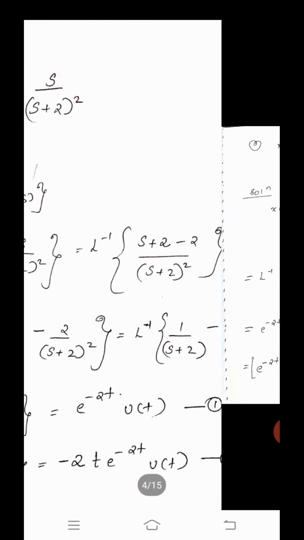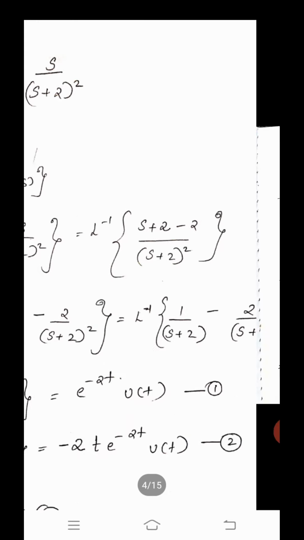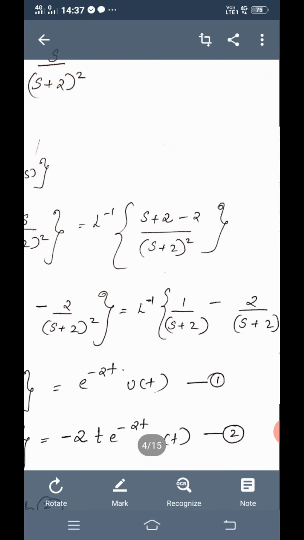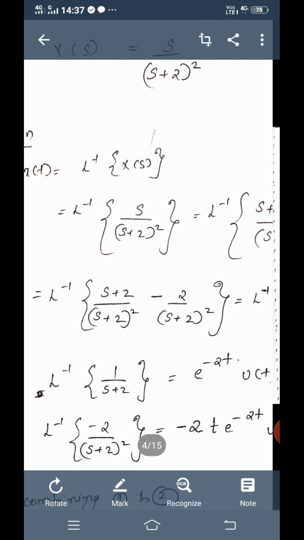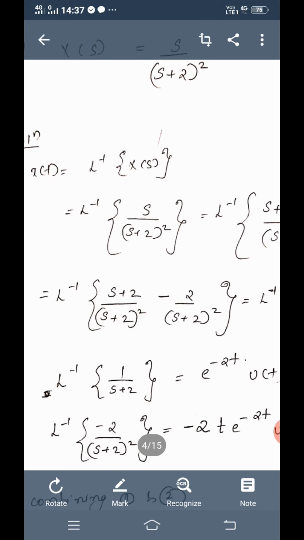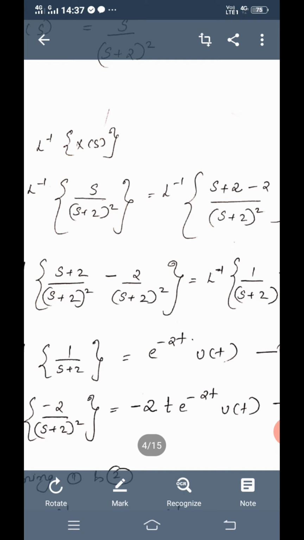(s plus 2) by (s plus 2) whole square is equivalent to 1 by s plus 2, minus 2 by (s plus 2) whole square. Here again the first term is of the form 1 by s plus a. Hence the first term will have the inverse Laplace transform e raised to minus 2t u of t, and the second term will have the inverse Laplace transform of minus 2t e raised to minus 2t u of t, because it is the 1 by s square form that is coming in the denominator of the second term. So t will also be there.